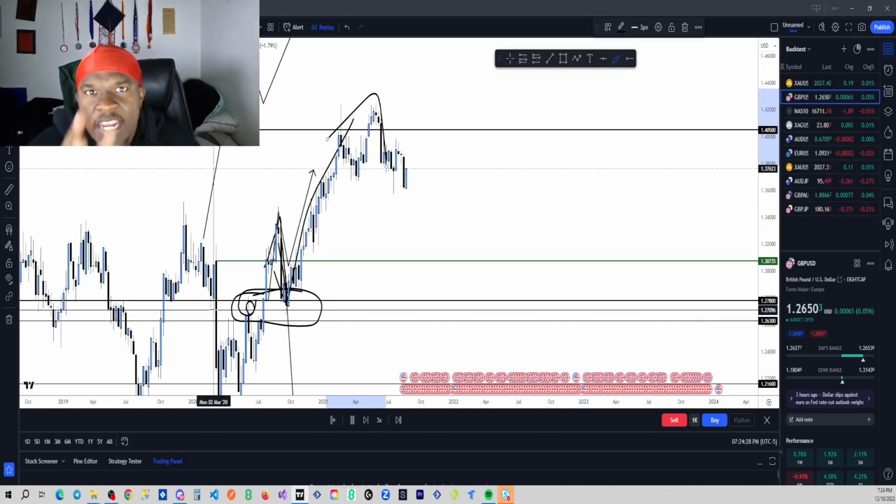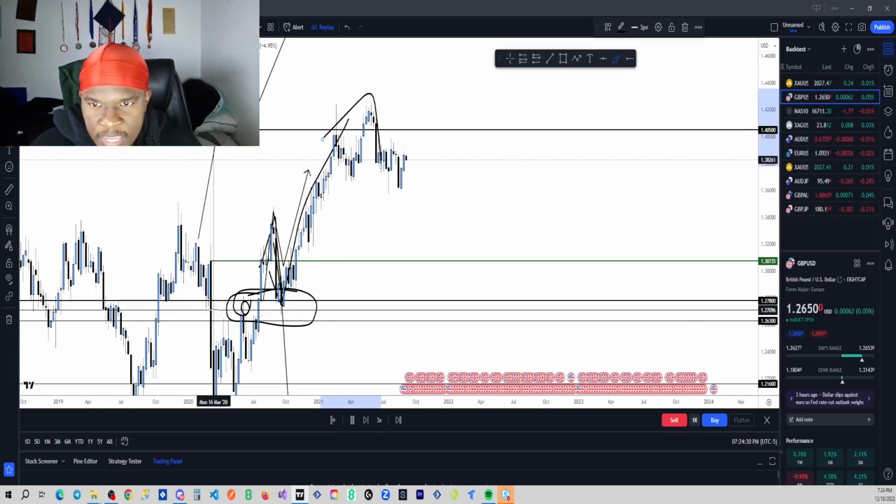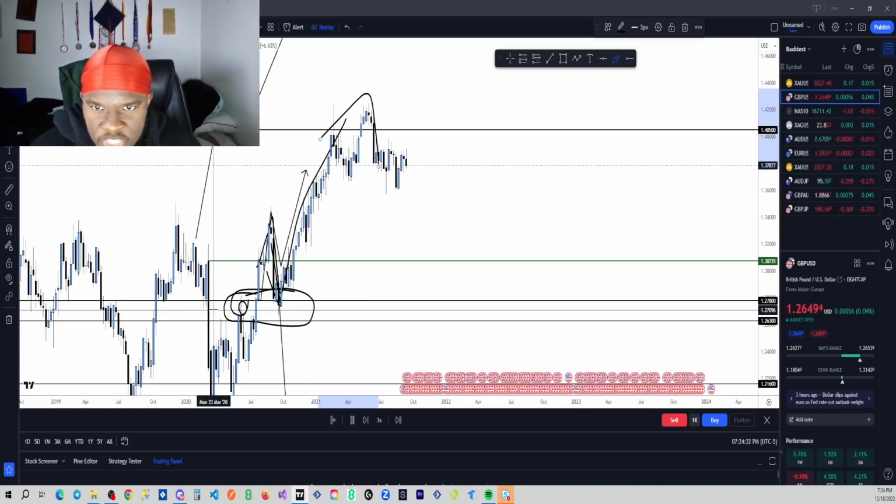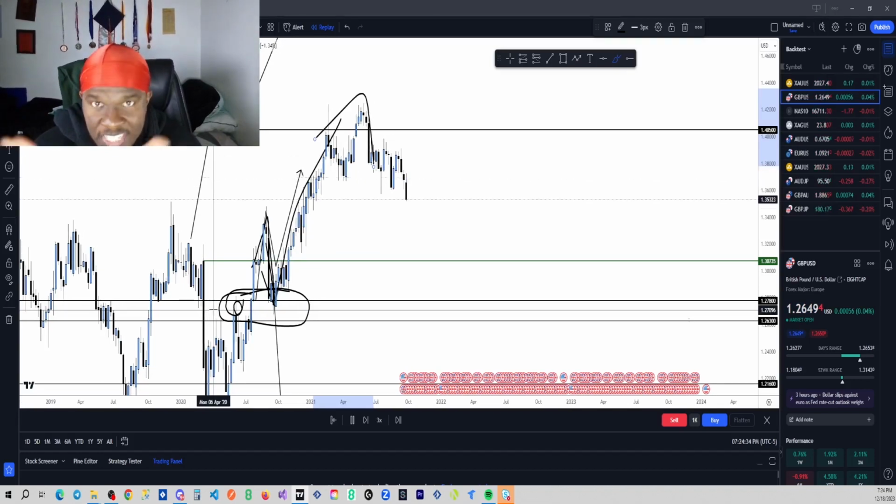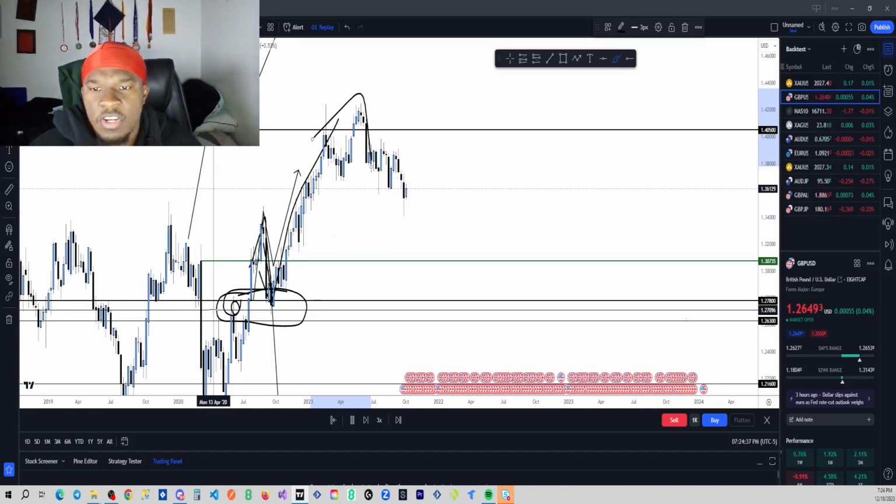So that is the entire concept of shift of structure, guys. Again, just because price is going in one direction doesn't mean price is going to continue in that direction entirely. All right. So this is the entire concept of shift of structure.